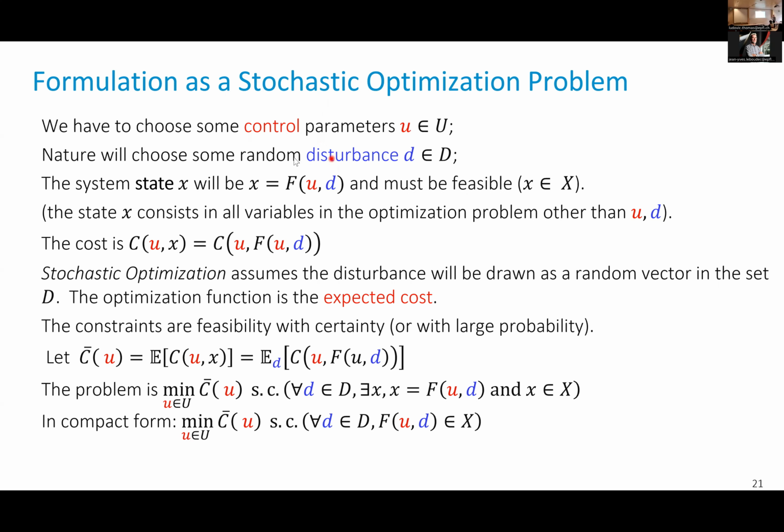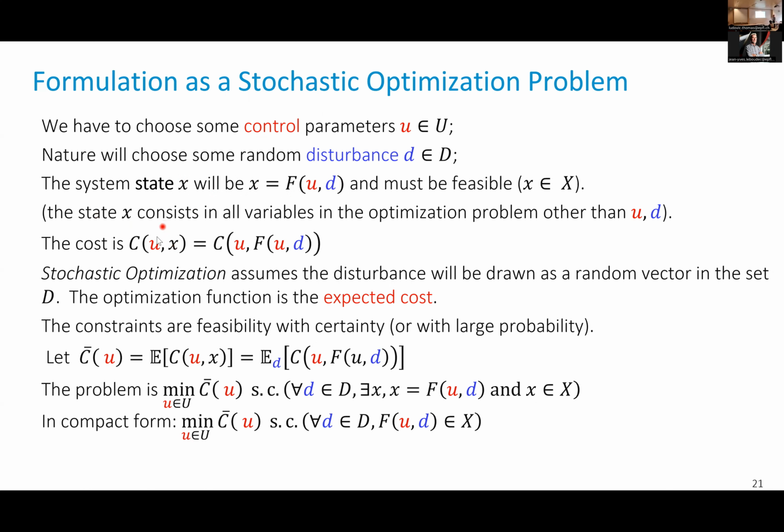Someone else, nature, the random operation of users, will choose a disturbance D. And as a result of this, our grid electrical state will be something random, which depends on our choice, U, and the choice of nature here. So that's the problem. That's the thing we cannot entirely control here.